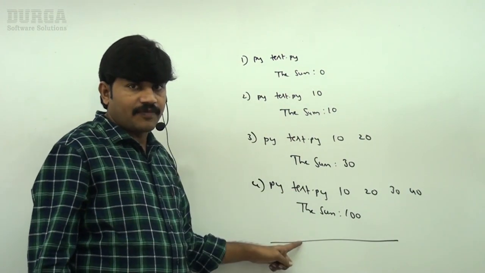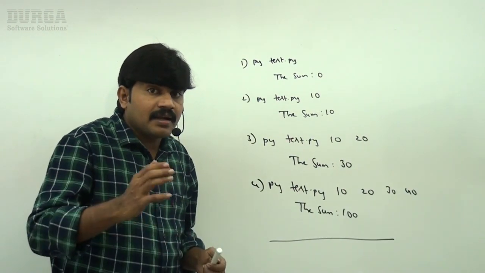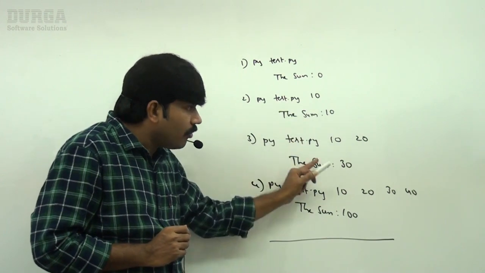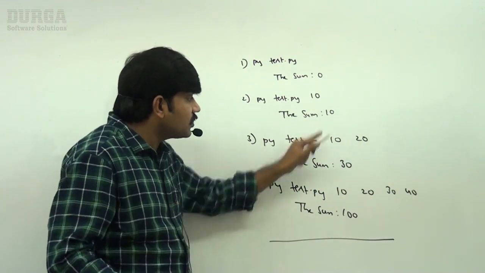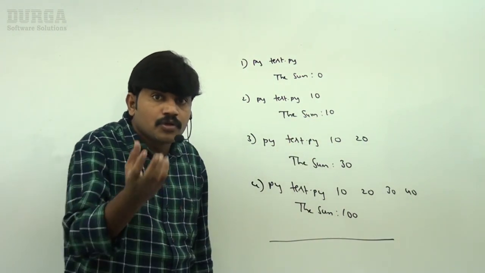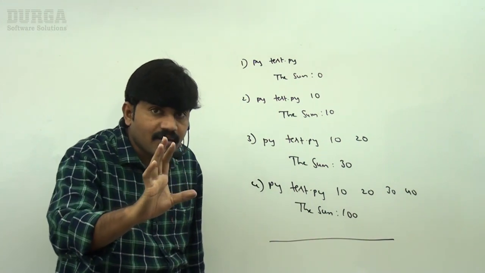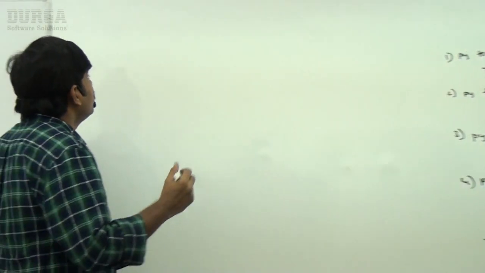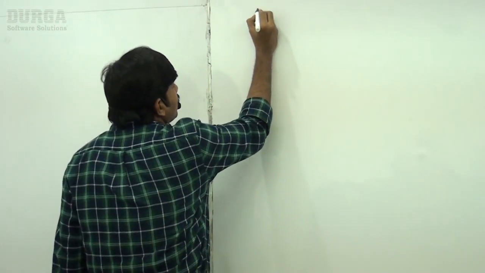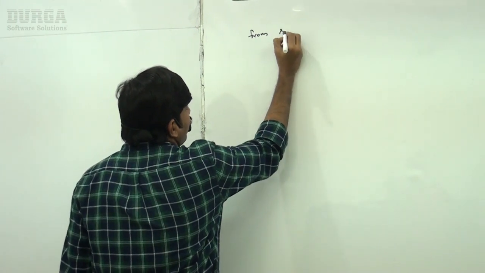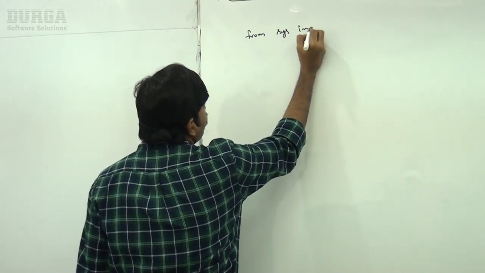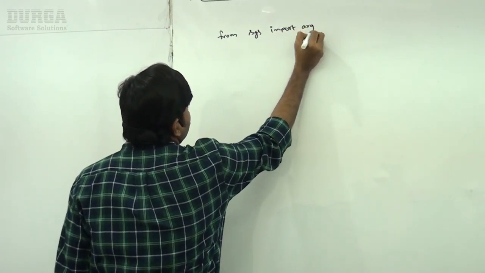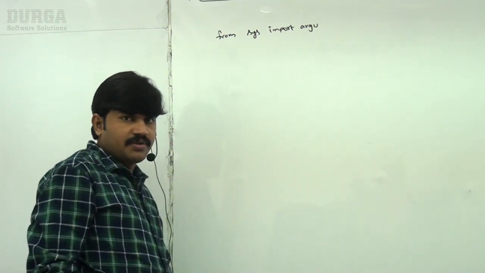Everything is clear for all of you, right? So this is a more meaningful example. I want to use these command line arguments in my program to find the sum. How can you write the logic? Observe carefully, sir. Here, first import argv from sys: from sys import argv. Just I imported argv, right?